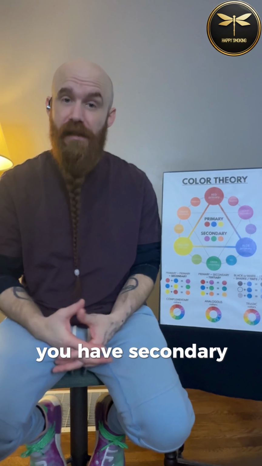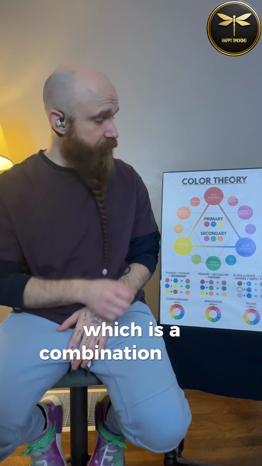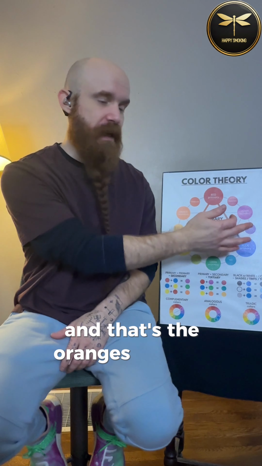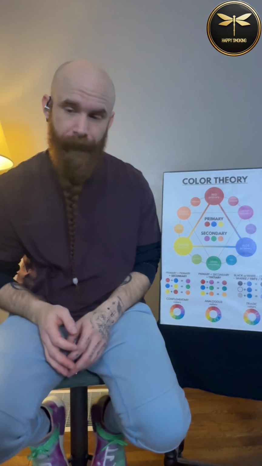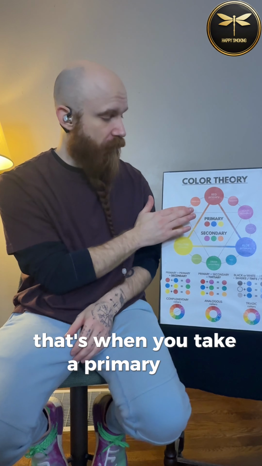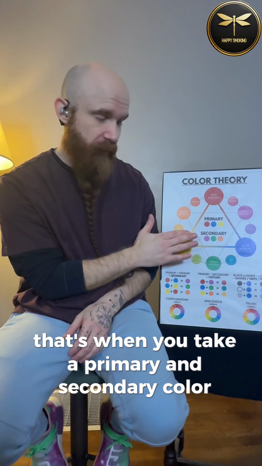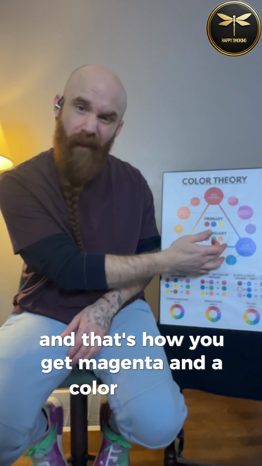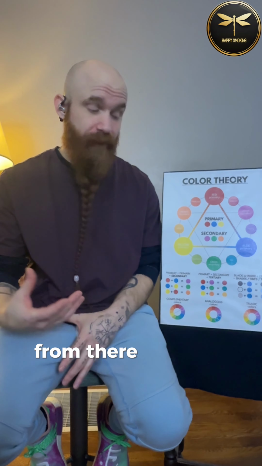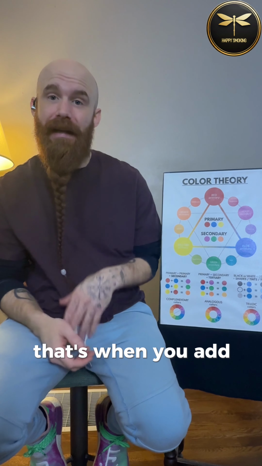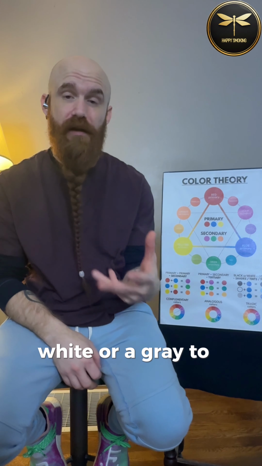From there, you have secondary colors, which is a combination of the primary colors, and that's the oranges and the purples and the greens. And then you have tertiary colors. That's when you take a primary and secondary color, and that's how you get magenta and a color like teal. From there, you have shades, tints, and tones. That's when you add black, white, or gray to a color.